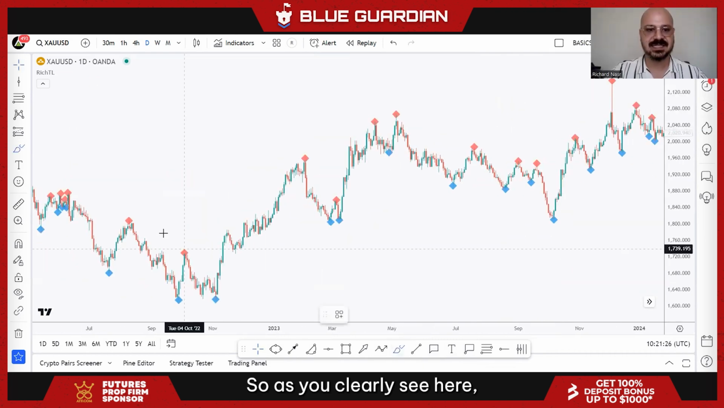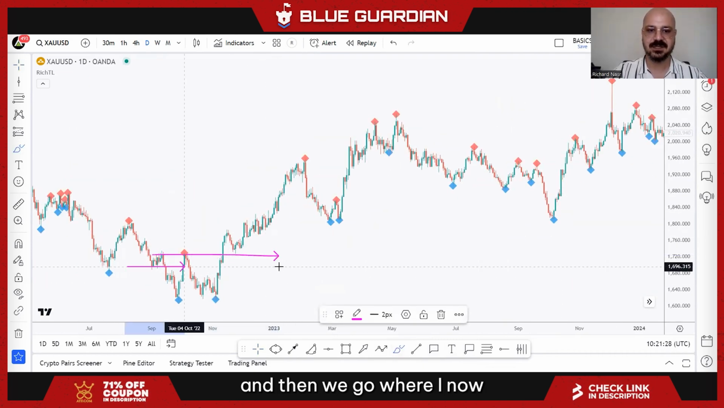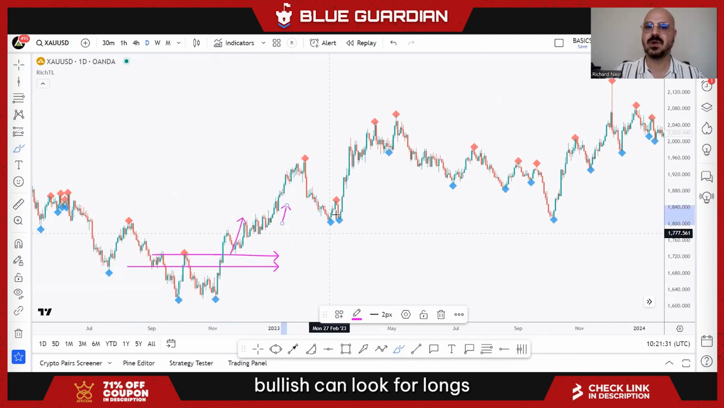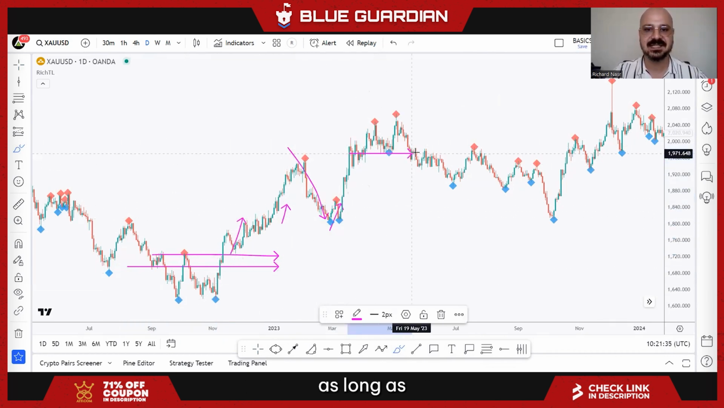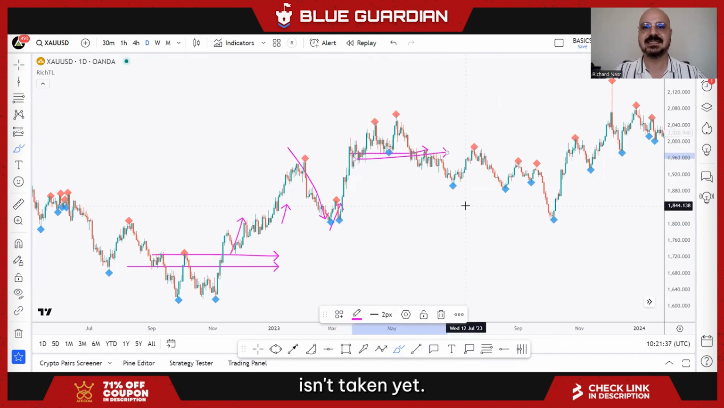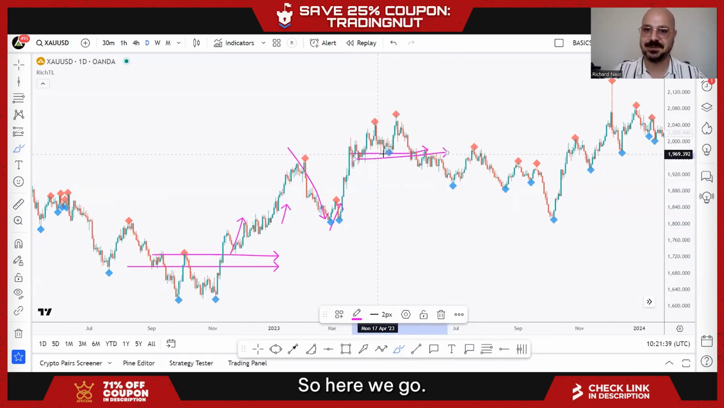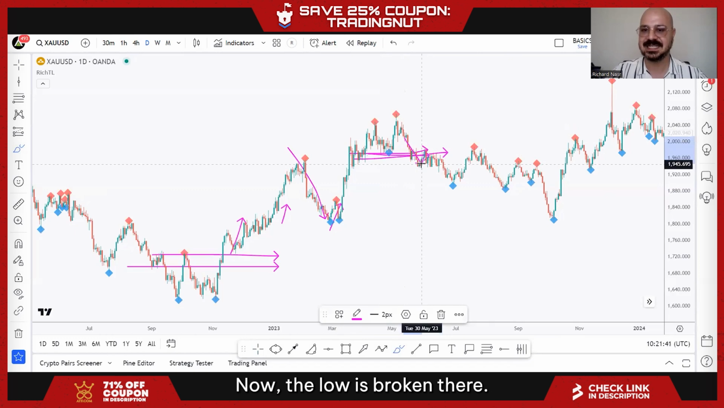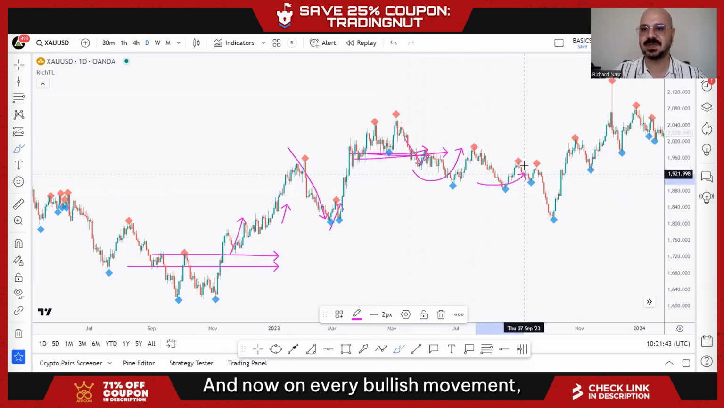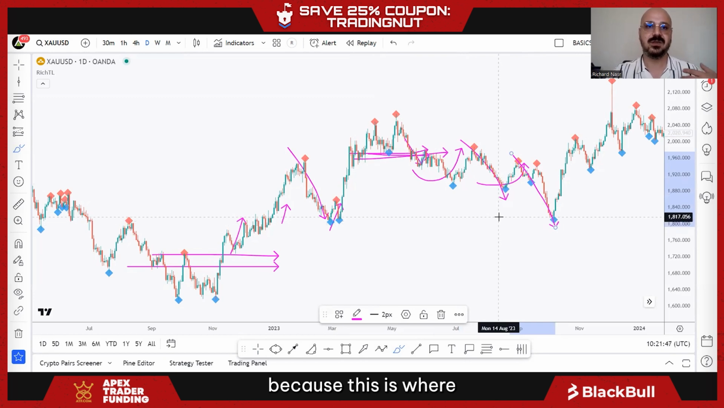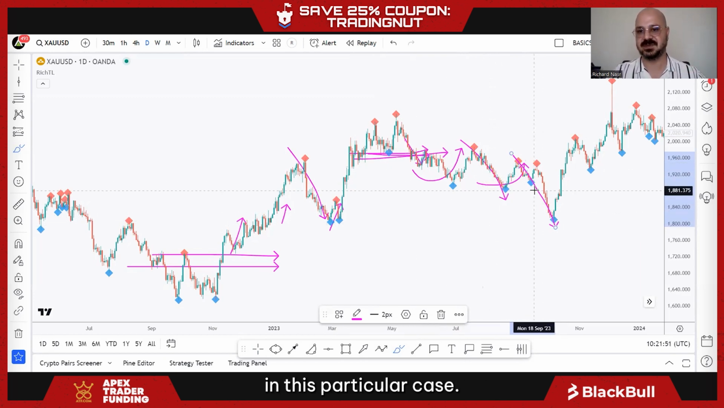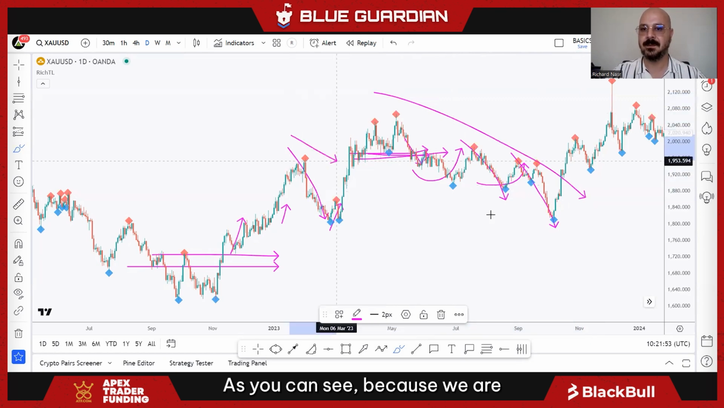That's it. So as you clearly see here, we have been bearish, and then here we go. We are now bullish. You can look for longs at every bearish movement. You can look for longs as long as the previous major low isn't taken yet. So here we go. Now the low is broken downward, and now on every bullish movement, we are looking for trend following shorts, because this is where you have the biggest movement, where price makes a new low in this particular case, as you can see, because we are bearish.